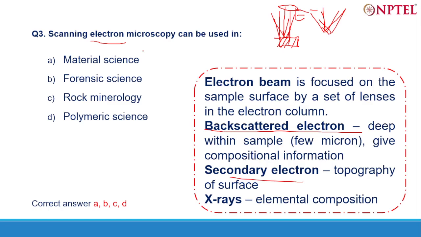Rock mineralogy is quite important. It is actually not carbon dating; it studies the different compositions in rock, what the rock is made of. It is also used for polymeric science. All these are correct. It is utilized for all these four.